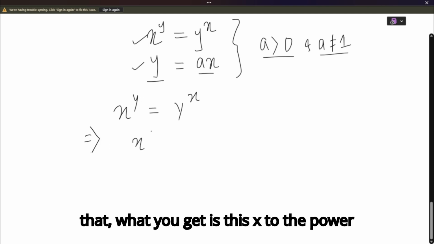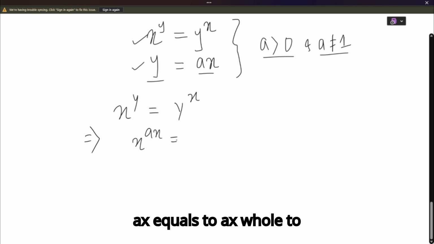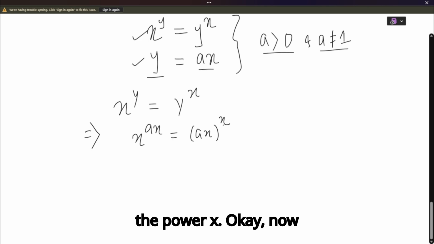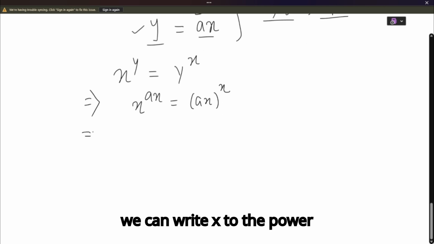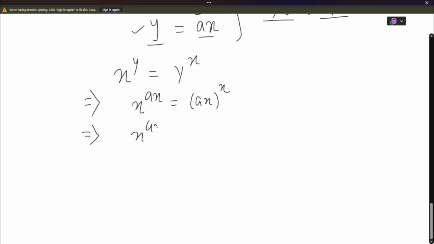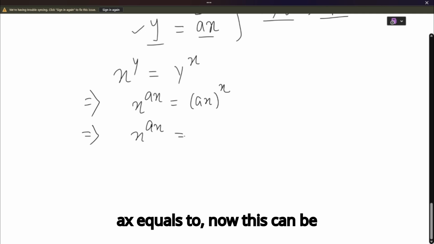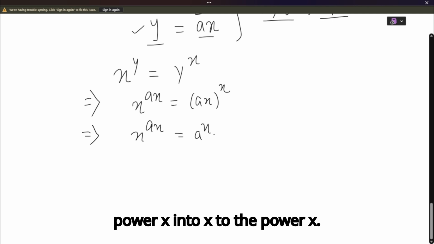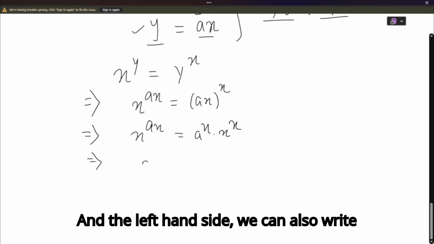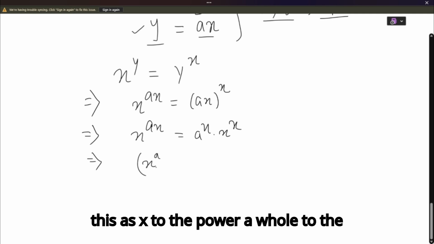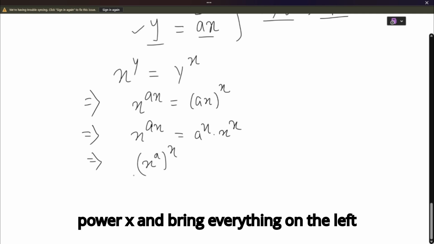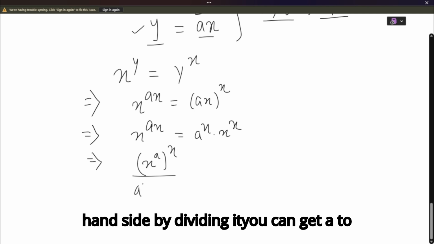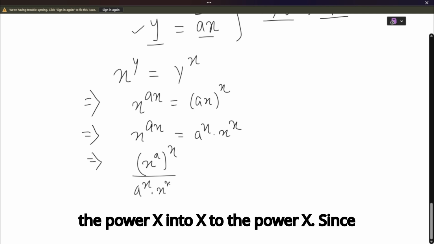So when you do that, what you get is x to the power ax equals ax whole to the power x. Okay. Now we can write x to the power ax equals, now this can be separated into two parts, namely a to the power x into x to the power x. And the left hand side, we can also write this as x to the power a whole to the power x, and bring everything to the left hand side by dividing it. You can get a to the power x into x to the power x.